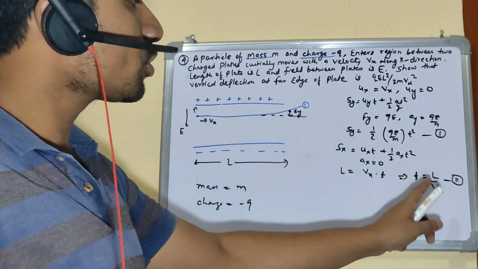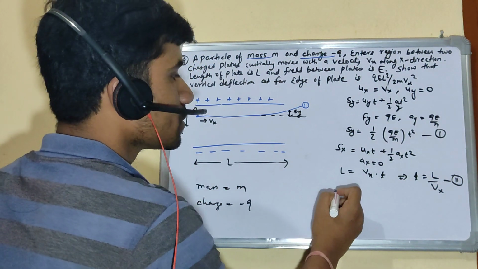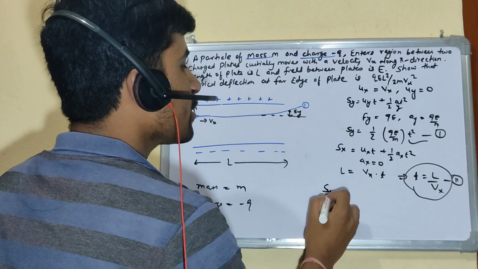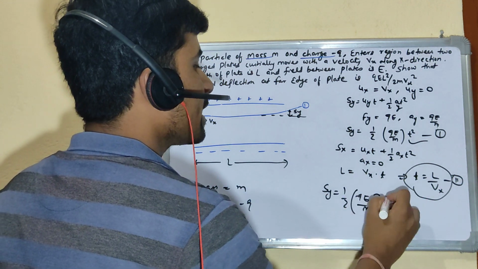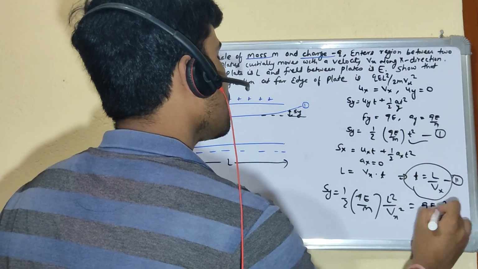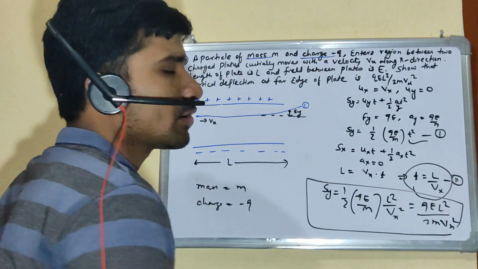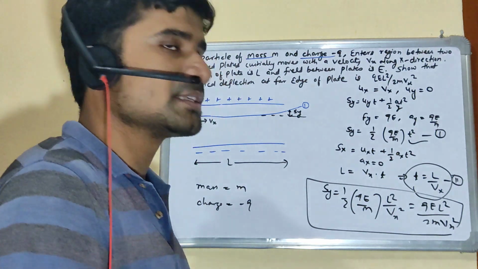And now I can put equation 2 into 1 and find the deflection in the y direction, right? So put t equal to L by vx here. So sy will be again what? Half QE by m. T is nothing but L square by vx square. So this is nothing but QE L square by 2m vx square, which is the deflection along the vertical direction, or y direction, right? This is as simple as that.